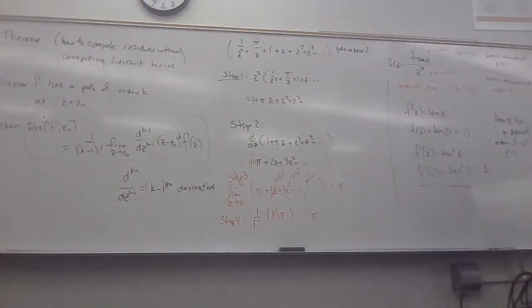Yep. Why don't, never mind, I answered my question. What was the question? I was going to say, why can't you just multiply by 1 over z to get pi alone?